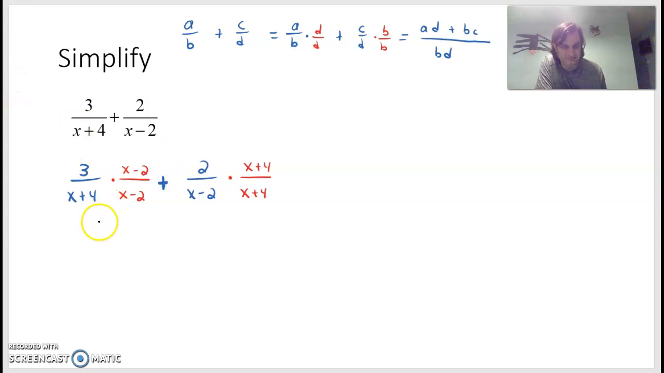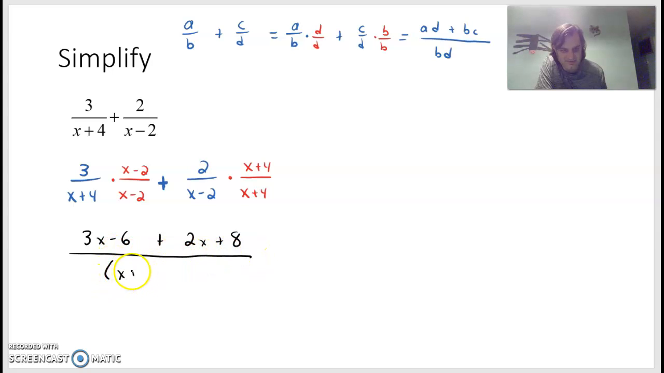So let's see here. I'm going to do some cleanup. This first fraction, or multiplication of the first fraction, I can take the 3 times the x minus 2 and have 3x minus 6. And from the second fraction, I can take the 2 times the x plus 4 and have 2x plus 8. Now the two denominators are the same, and I'm going to leave them factored just in case something appears to cancel later. So the x plus 4, x minus 2 is a common denominator and will just be there.